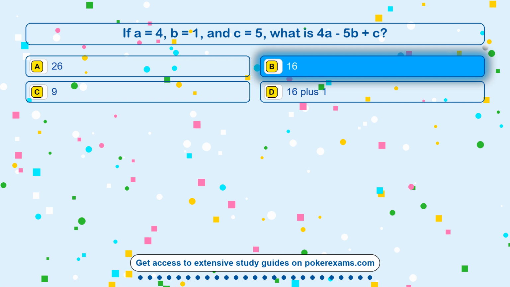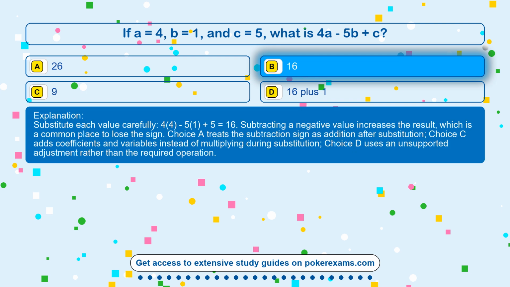The correct answer is option B, 16. Substitute each value carefully. 4 times 4, minus 5 times 1, plus 5 equals 16. Subtracting a negative value increases the result, which is a common place to lose the sign. Choice A treats the subtraction sign as addition after substitution. Choice C adds coefficients and variables instead of multiplying during substitution. Choice D uses an unsupported adjustment rather than the required operation.